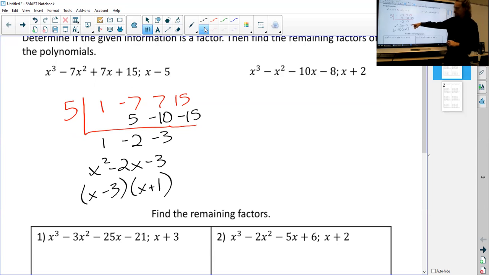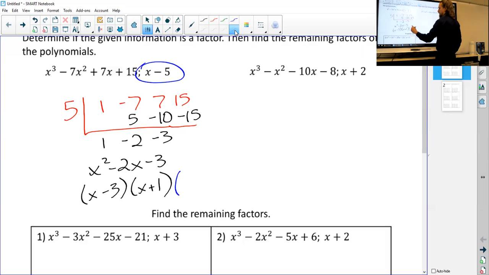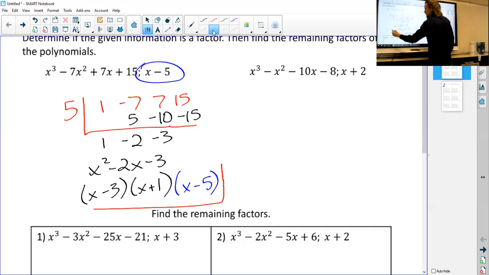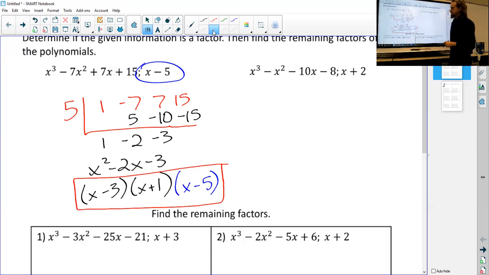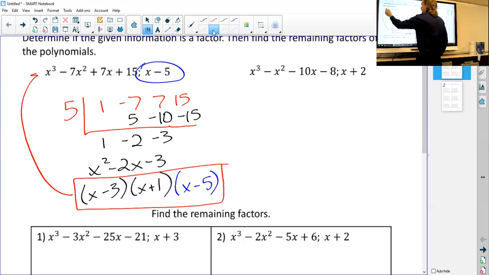Right? Since our number at the end is negative, we know we need opposite signs. Since our number in the middle is negative, we know that the negative number has to be the bigger of the two values. And that gives us negative 3, positive 1. And then we bring back our original factor, so x minus 5. So then this becomes our answer, and that's equivalent to our original statement.